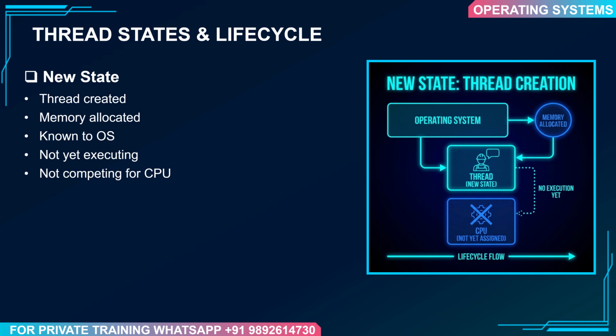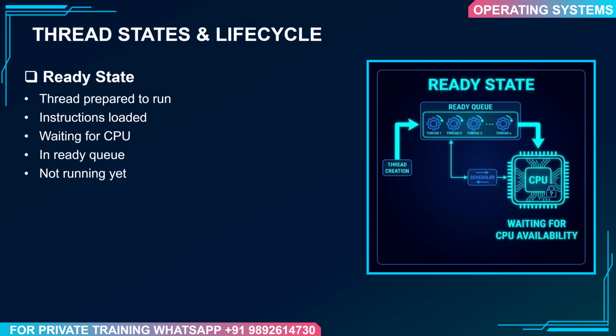When a program creates a thread, the thread enters what we commonly call the new state. At this point, the thread exists, but it has not started executing yet. Memory is allocated for it, and the operating system knows that this thread is supposed to run at some point. However, it is not yet competing for CPU time. You can imagine this as a worker who has been hired but has not yet been assigned a desk or given tasks to perform.